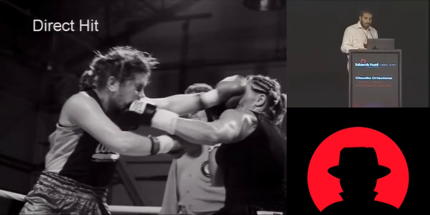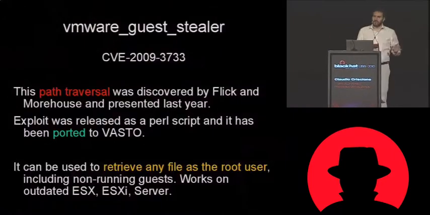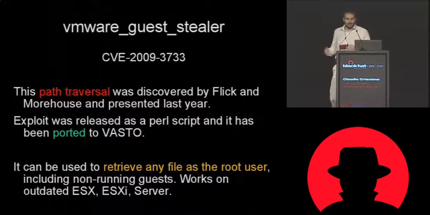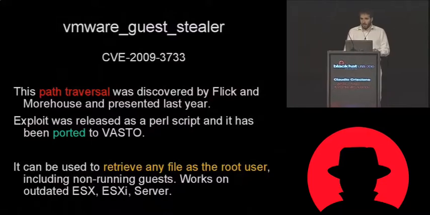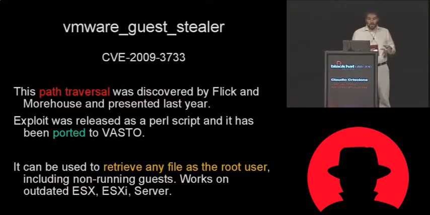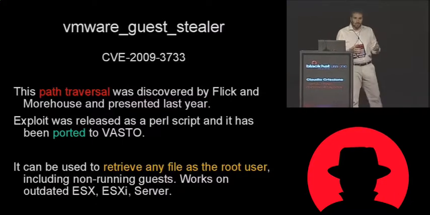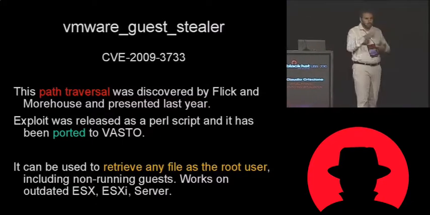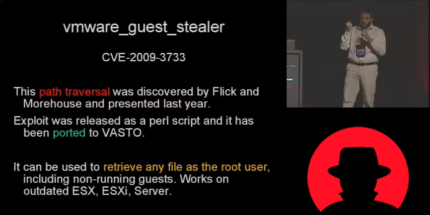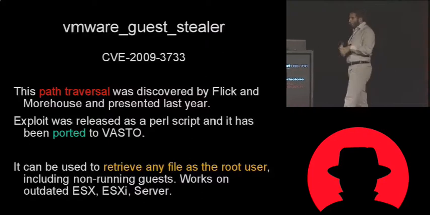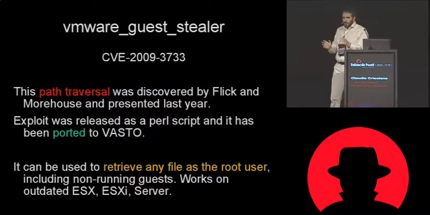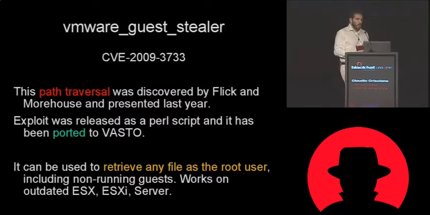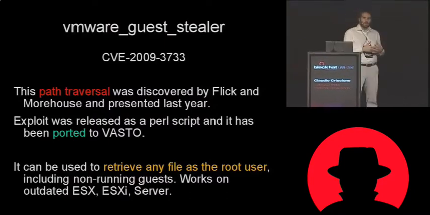And it was the guest stealer, so I'm just saying to you that it's there, no meaning in explaining other people's stuff, but basically it was a path traversal which was discovered by Flick and Morehouse and presented last year. It was a path traversal in a core component of the hypervisor, let's say the hypervisor layer, but it's actually a network component. So once again, what you have to do is set Vasto toward an old outdated server and just run it, and you will be able to retrieve any file as the root user.